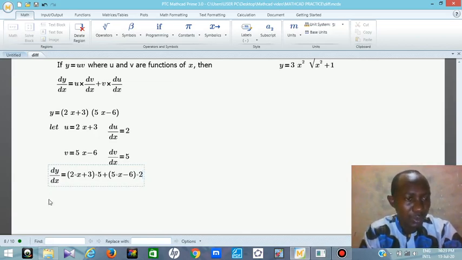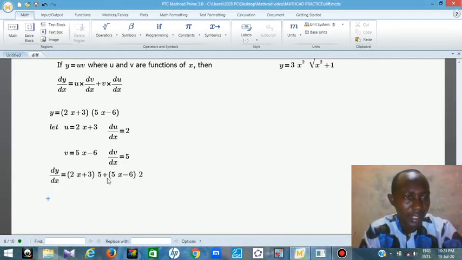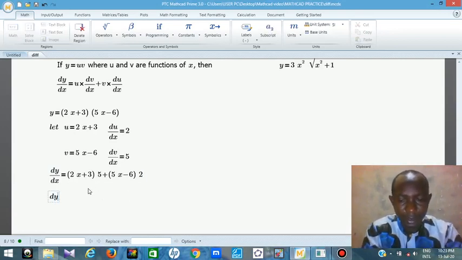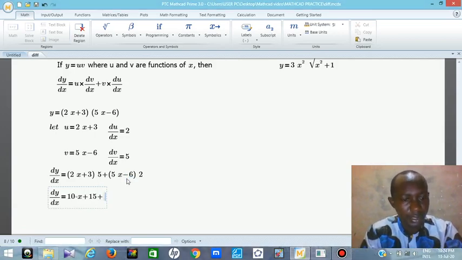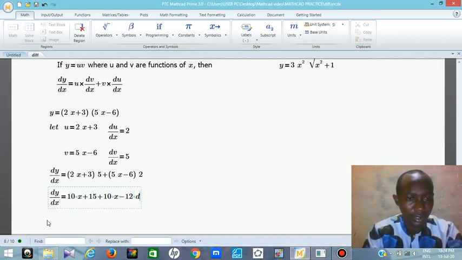The next thing is for you to open the brackets, collect like terms, add like terms, and the rest. So dy/dx will now be equal to, when you open this bracket, 10x plus 15, because 5 times 3 is 15. Then plus, this is 2 times 5x, which is also 10x, minus 12.